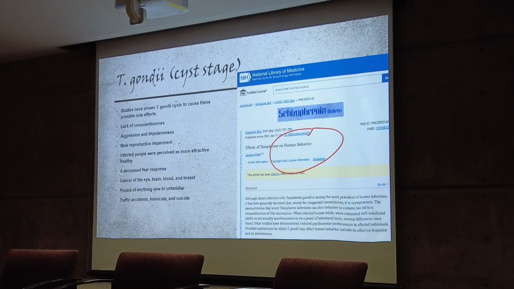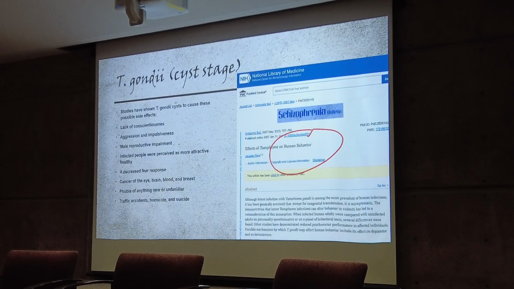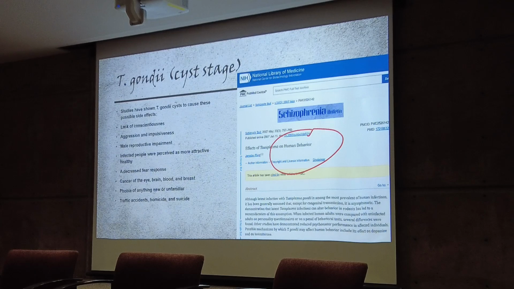Infected people were perceived as more attractive and healthy. Okay, this is a messed up study, but they've done it more than once. In this study, they took normal people who weren't affected with T. gondii. I think they sat them individually. They showed them pictures and images of people who had T. gondii and people who didn't have T. gondii. And of those pictures, across the board, the people who were infected with T. gondii looked more attractive to the people who didn't have T. gondii.